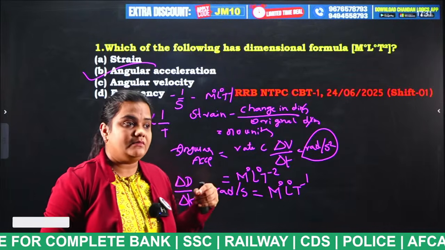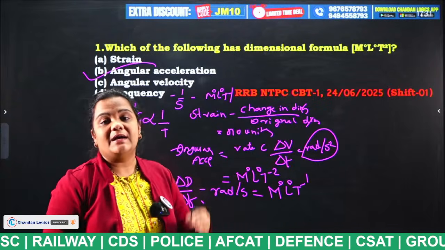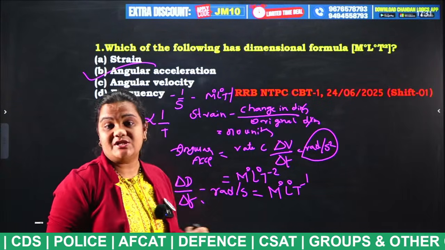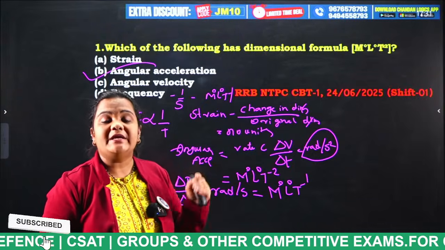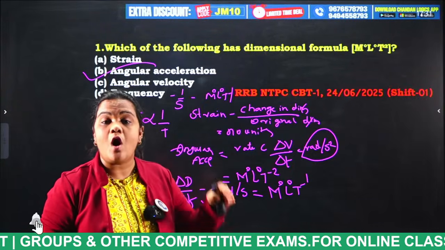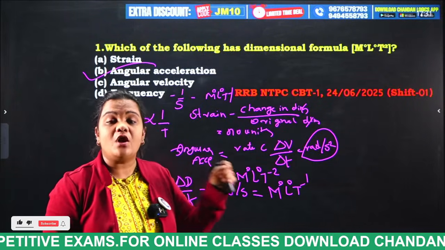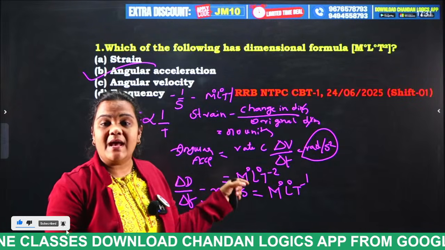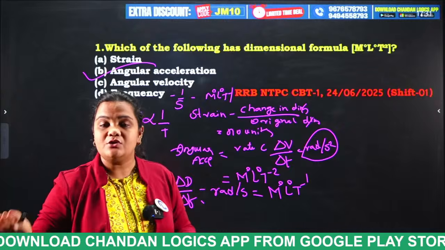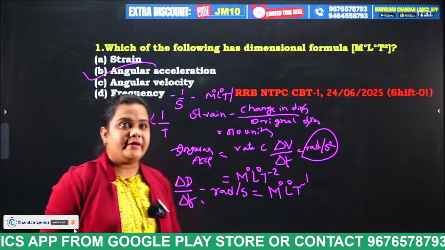These types of problems are very important, students. These questions may come in RRB Group D, RRB JE, or SSC CGL. Each and every student has to know how to find the dimensional formula. First of all, you have to know the given formula of that term, and next you have to know the units, so that you can solve any type of dimensional formula. Okay, next question.